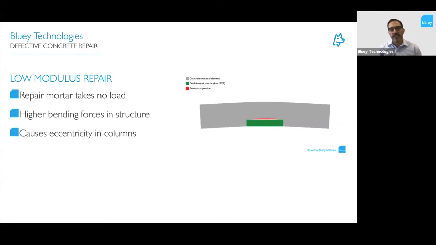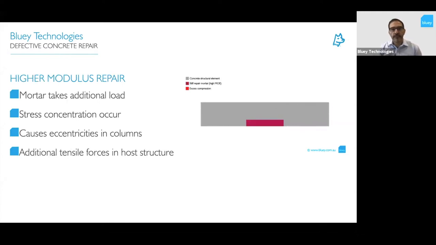This can become particularly problematic in columns because you end up with eccentricities, which means that you're introducing bending into a column that would have been under compression previously. Sorry, getting very engineering focused here on this one.